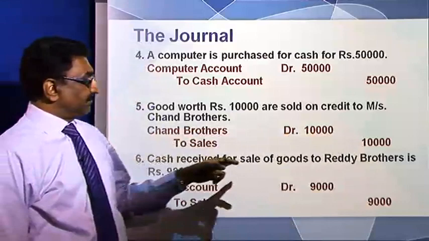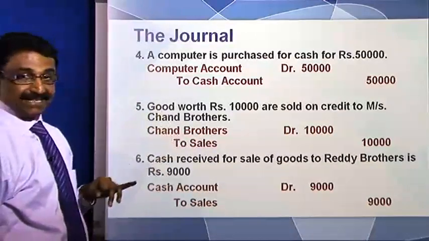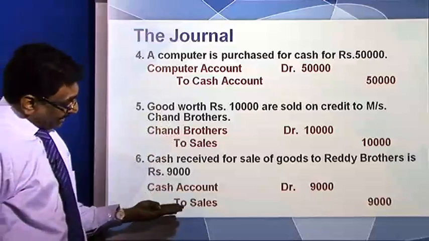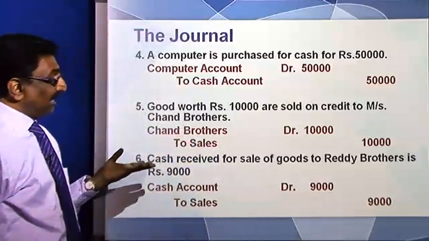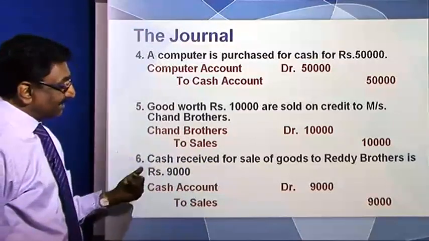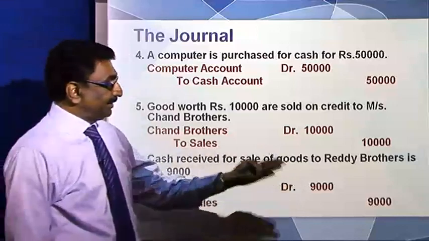Similarly, cash receipt for sale of goods to Reddy Brothers. Now this is a cash sale. That was a credit sale. This is a cash sale. Here the sales account is increased. Therefore, you have to credit because it is an income account, and the cash account, an asset account, has also increased, and therefore there is a debit to the cash account.